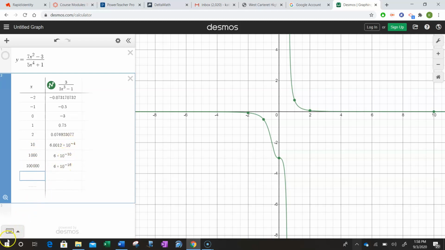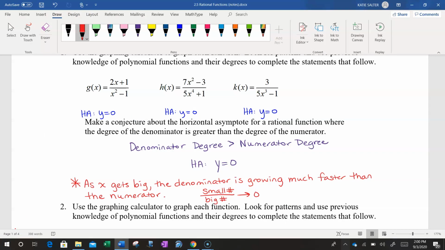So pretty much the conjecture here is that anytime the degree of the denominator is greater than the degree of the numerator, we will always have a horizontal asymptote at y equals 0. Of course, you can just memorize that, but when you get to calculus next year, you're going to have to look it back up. It's much more important to understand why that happens. If you understand why, you'll never forget it. You don't have to sit there and memorize these rules.